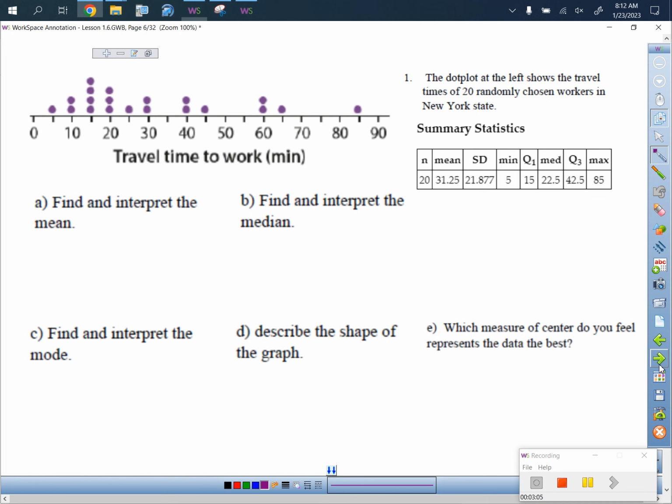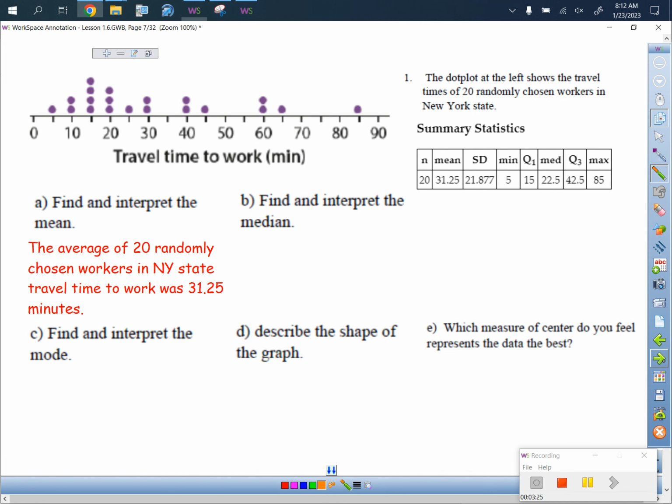They ask us to find and interpret the mean. First, what's the mean? What number is it? 31.25. Now, here's the weird part about using the word mean. What does it mean? Doesn't it mean basically this, that the average of the 20 randomly chosen workers in New York State time travel to work was 31.25 minutes. I'll let you pause the video and copy that down.